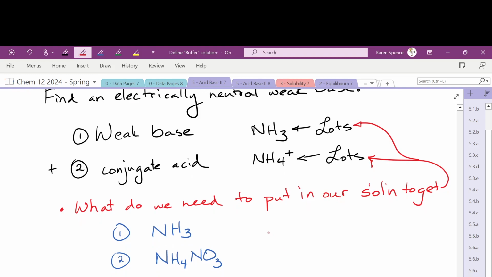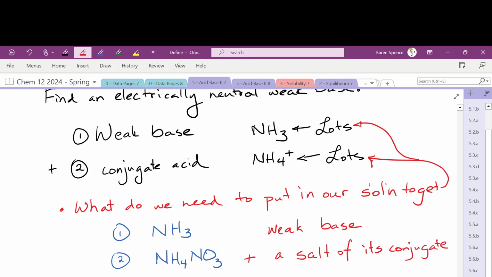So we have a weak base plus a salt of its conjugate acid. Which if we put that all together, we don't get WASCABA, we get WBSCA. A weak base plus the salt of its conjugate acid.